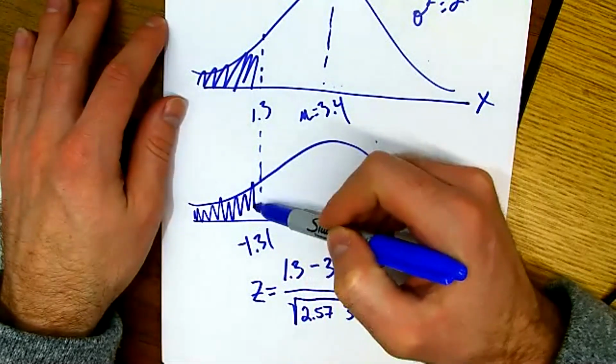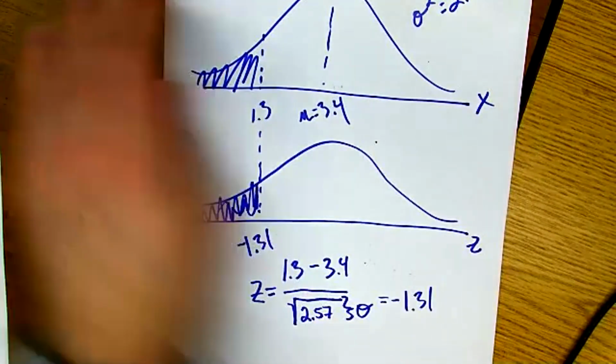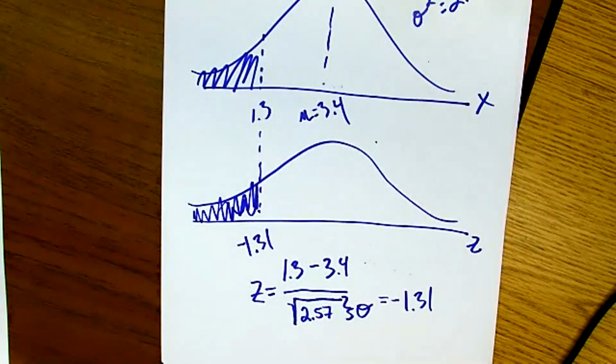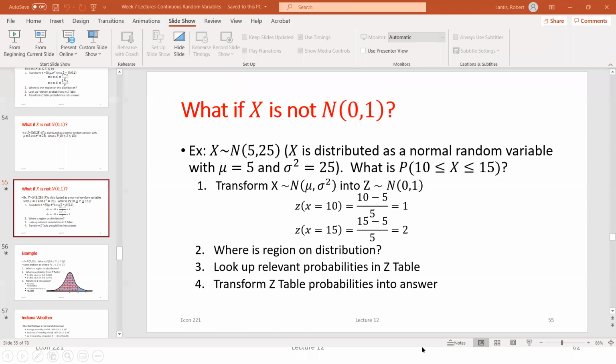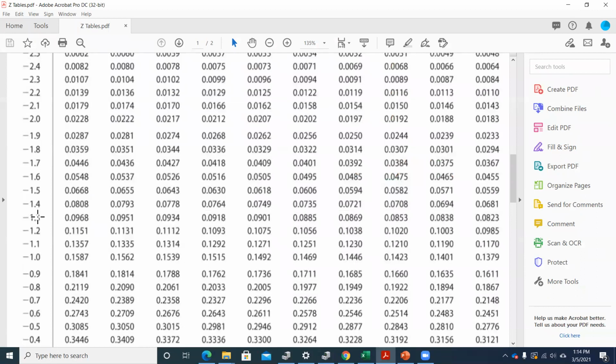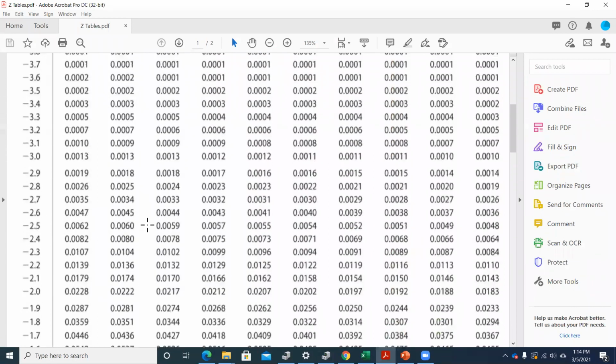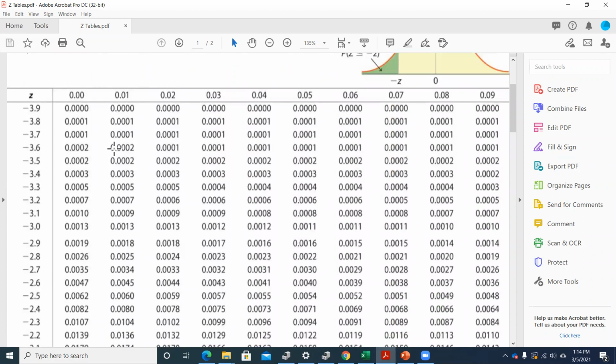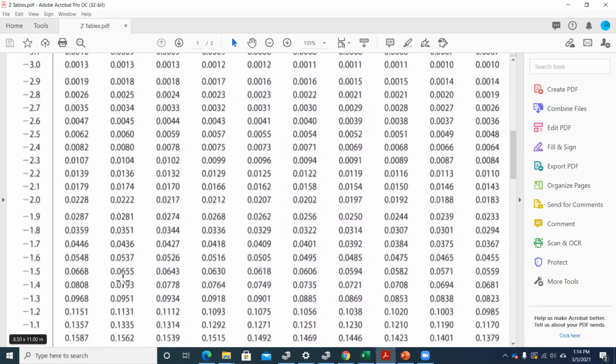So I'm looking for the area to the left, right? So I'll look this up on the table, and the table will give me the area to the left. So here I don't really have a step 4. I don't have to transform the probabilities or use the probabilities. It's just what I look up, right? So we go to the table. I'm going to look up negative 1.3. And I believe the second column is 1, but let's just double check. Oh, yeah. So 1. So negative 1.31. The area to the left is 0.0951.